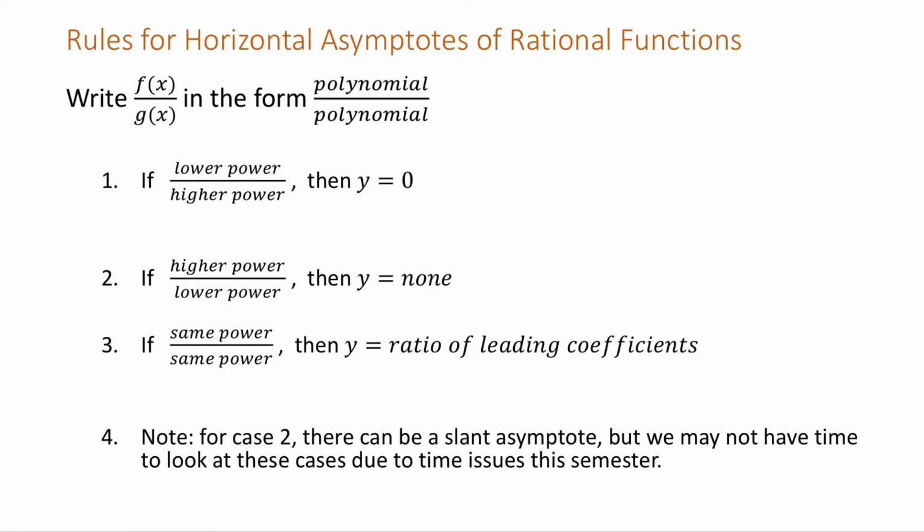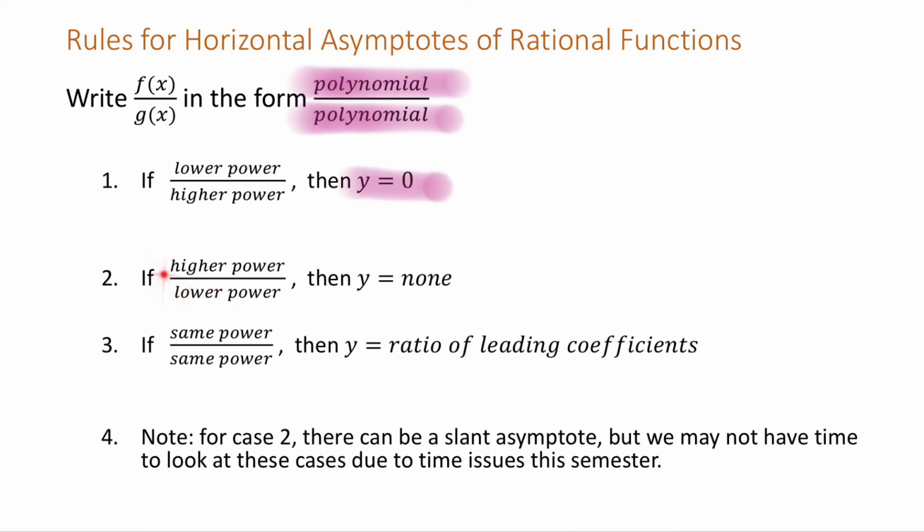So here are the rules for finding horizontal asymptotes. The first thing you want to do is multiply out your factors so that you have it in polynomial over polynomial form, so that it's easier to look at your highest power. For case 1, if the lower power is in the numerator and the higher power is in the denominator, then the equation of your horizontal asymptote is y is equal to 0.